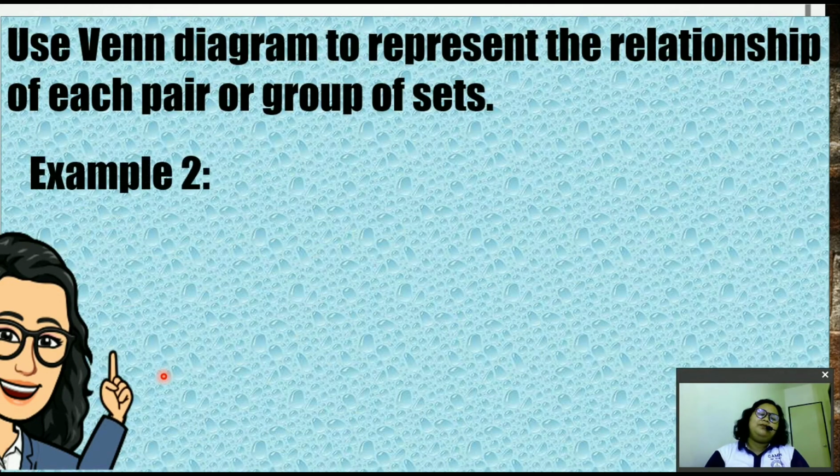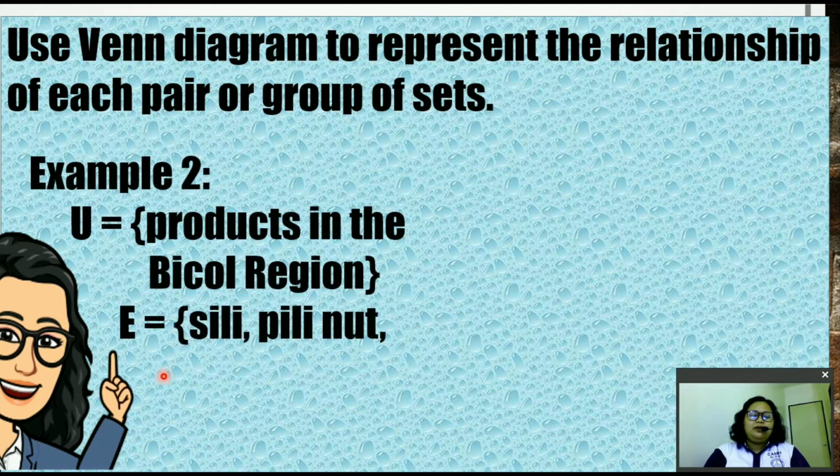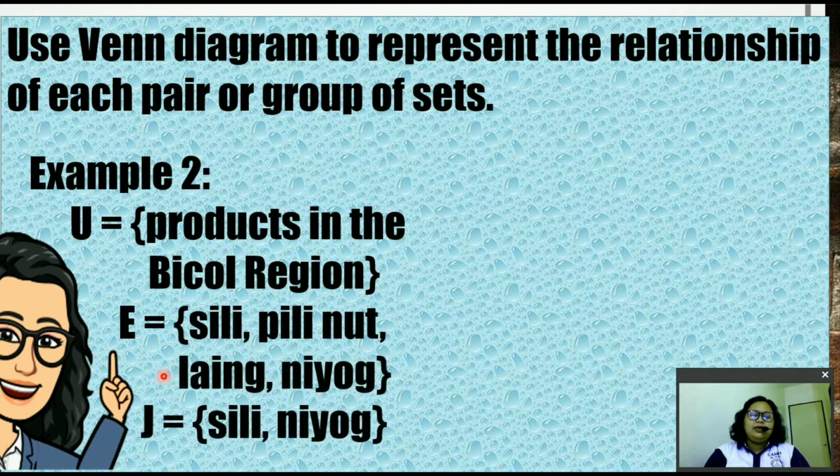Second example, the universal set is products in the Bicol region. We'll have set E: sili, pilinat, laing, and niyog as the elements. Set J: sili and niyog. Okay, so let us now represent the relationship of each pair or group of sets. Okay, pause the video. Remember, you're going to draw a rectangle and a circle. There will be 2 circles.